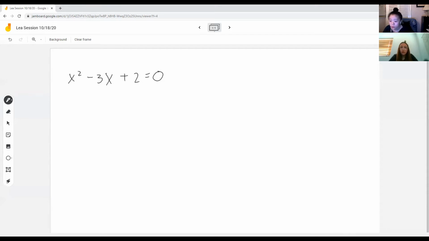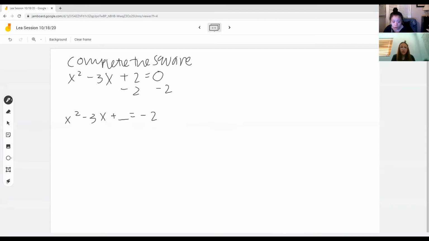And what are we doing? We're doing the same thing that we just did. Complete the square. So you would minus 2 on both sides. Minus 2, minus 2. So then you'd get x squared minus 3x equals negative 2. And then you do negative 3 over 2 squared.